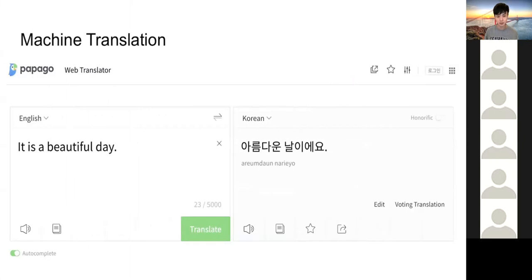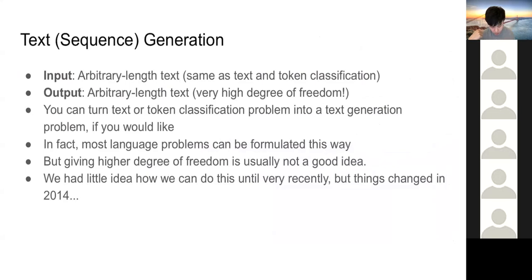And this is quite obvious in machine translation, because there is no way, unless you're translating into a very similar or the same language, that you will have the same words in the input and output sequences. So that motivates why we need text generation. It's often called sequence generation too, so don't be confused, because they're the same thing. Here, the problem can be formulated as: your input is arbitrary-length text. This is the same as text and token classification, but the core difference is that your output is also arbitrary-length text.